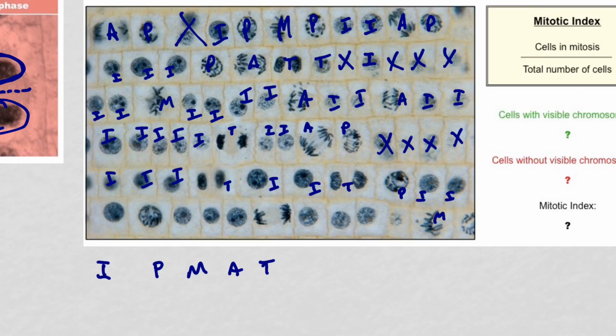Here's a metaphase. They're lined up in the middle. Here's a prophase, kind of ghosty. Inter. Anaphase. I could see why you might even say telophase for that one. Inter.